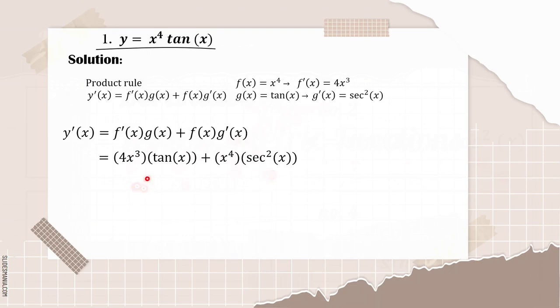We can simply multiply 4x cubed with tangent of x and x raised to 4 with secant squared of x, which will result in 4x cubed tangent of x plus x raised to 4 secant squared of x.